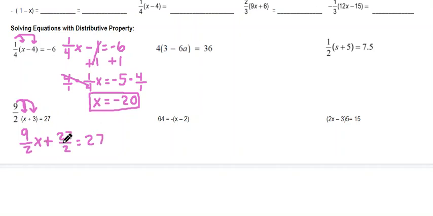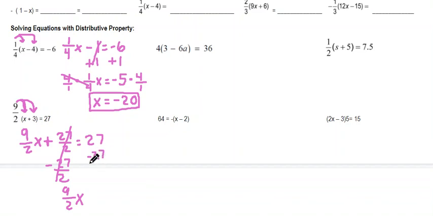All right, so now I have to get rid of this thing without the variable first. I see it's a plus 27/2, so I'm going to do a minus 27/2 to get rid of it on this side and leave me with 9/2 x. And I'm going to do the same thing to this side.